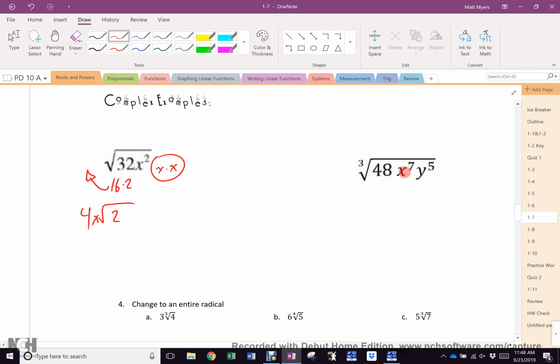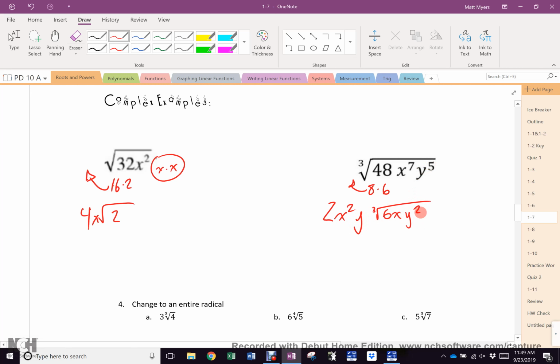Now you come to here, 48. Of course, you would do 8 times 6. Why? Because 8 is a cube. So you would bring out the cube root of 8, 2. But you also need groups of 3. How many x's are there? So how many groups of 3 come out? 2, x squared. How many x's stayed in there? So I've left a 6 and I've left 1 x. How many groups of 3 come out of 5? 1. Y. How many y's were left under there?